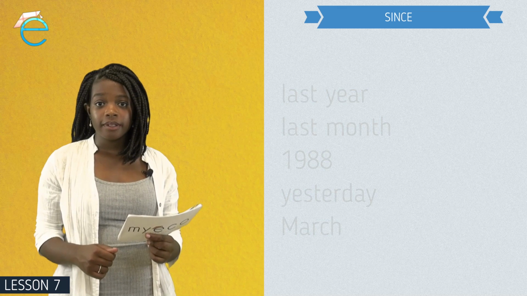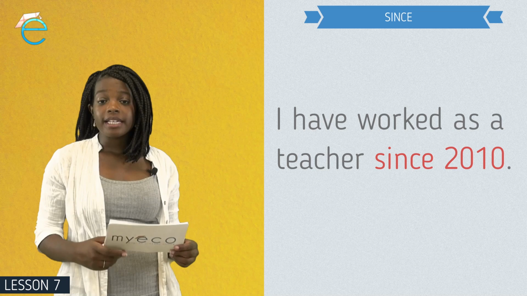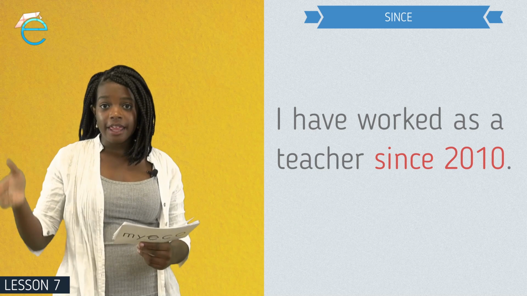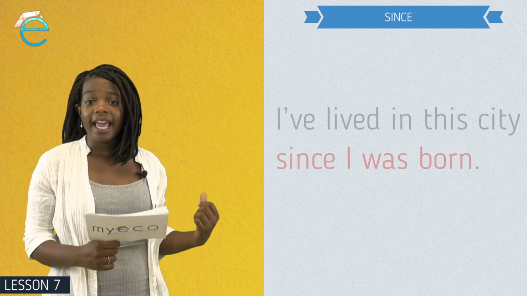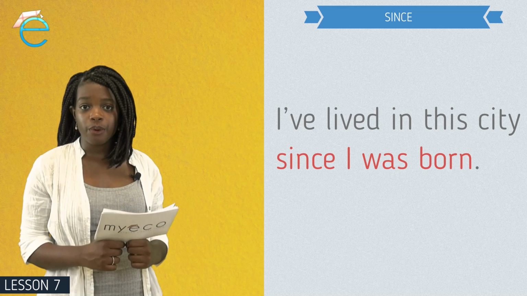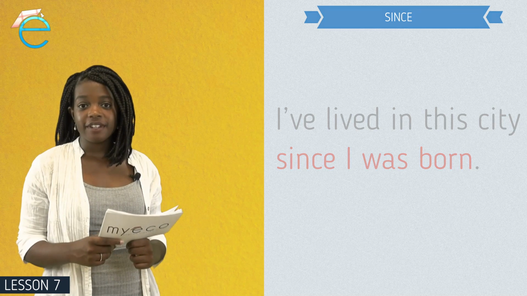For example, I have worked as a teacher since 2010. So since 2010 up until that moment, I had been a teacher. Or I have lived in the city since I was born. So since my birth up until that moment, I had lived in that city.